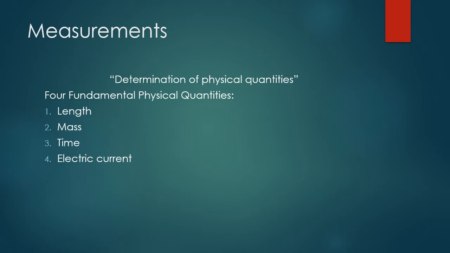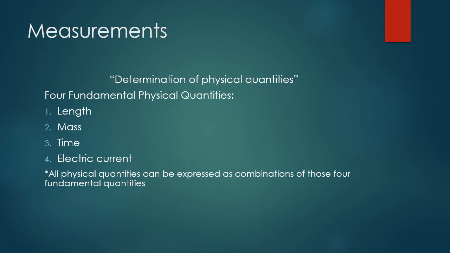So there are several different types of measurements, but the four fundamental physical quantities are length, mass, time, and electric current. These four fundamental physical quantities can be used to express all other physical quantities, and we'll look at some of those. The most important thing with measurements is the units.